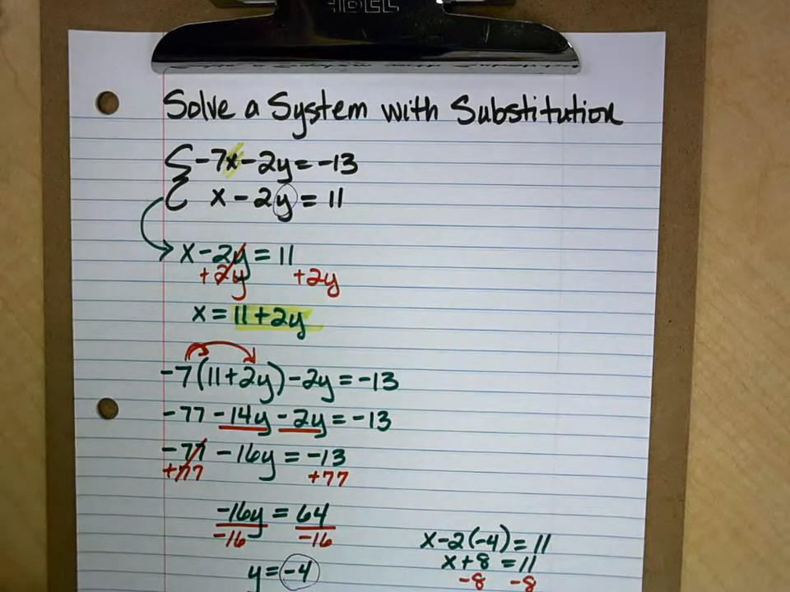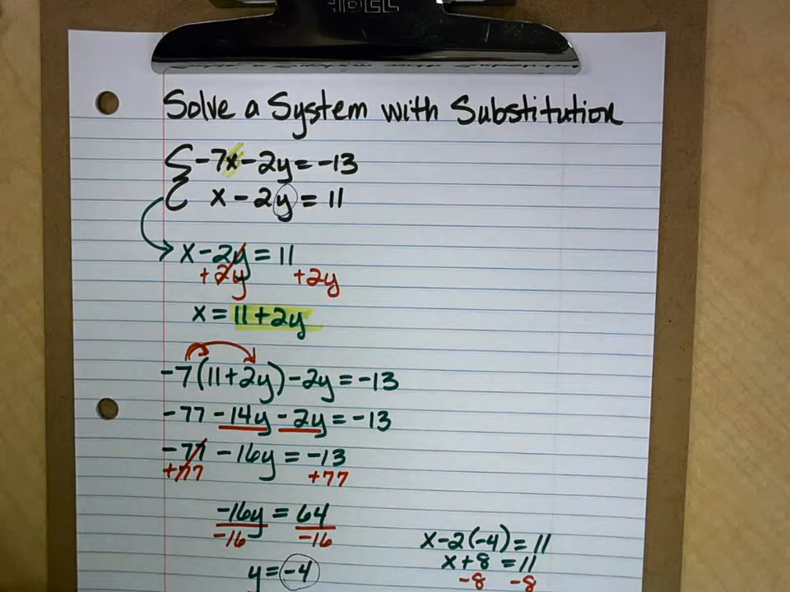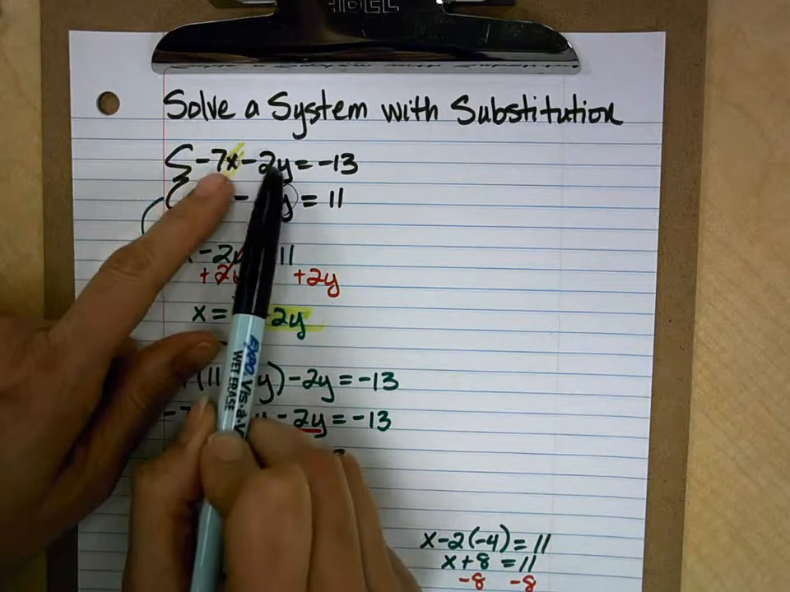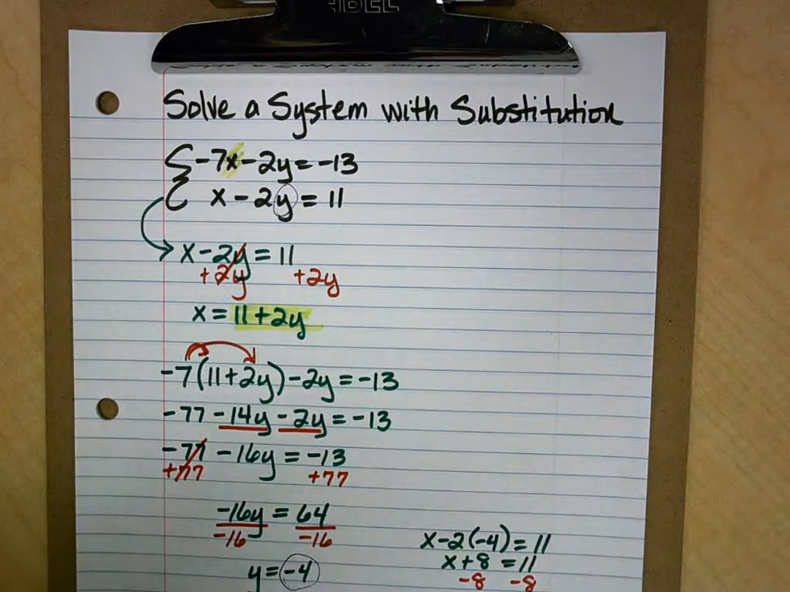You could check this solution by either graphing both equations and making sure this is the point where the two lines intersect, or you could take these two, x is 3, y is negative 4, substitute them back into both equations and make sure that they both work. They both have to make true statements.